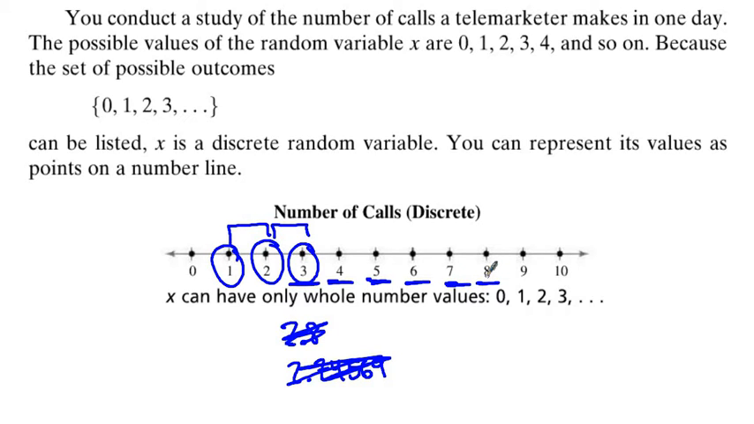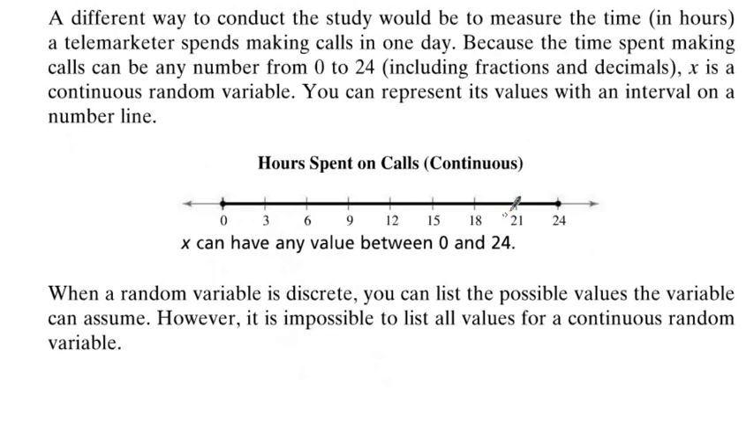You would count the number of phone calls. You wouldn't measure the number of phone calls. Okay, what's an example of a continuous random variable? So let's use the same one. We're a telemarketer calling people. You wouldn't count the number of hours. You would measure the number of hours.